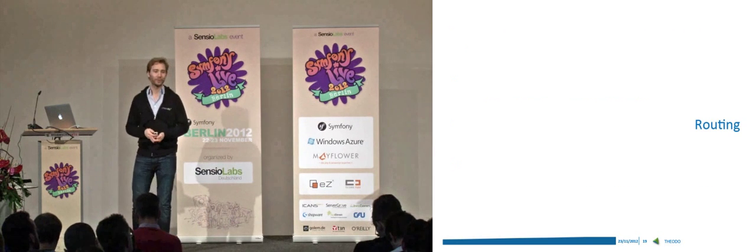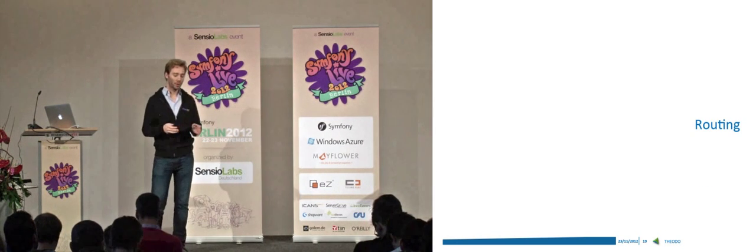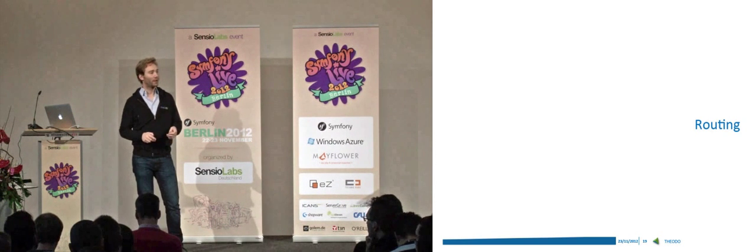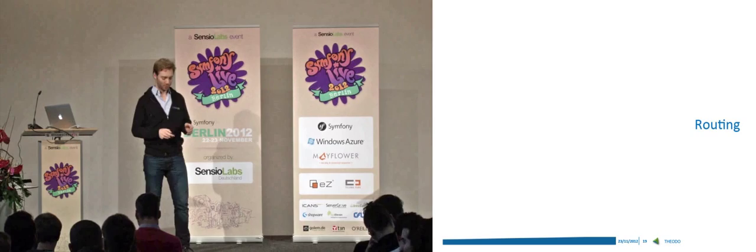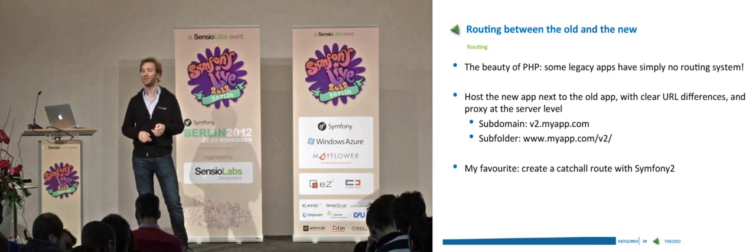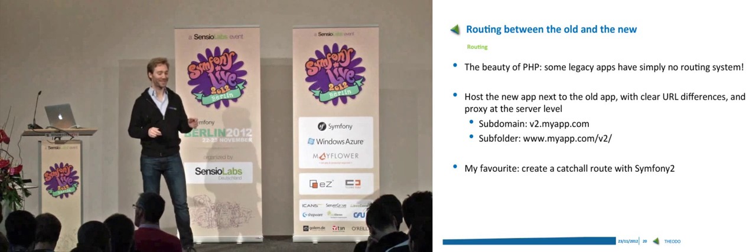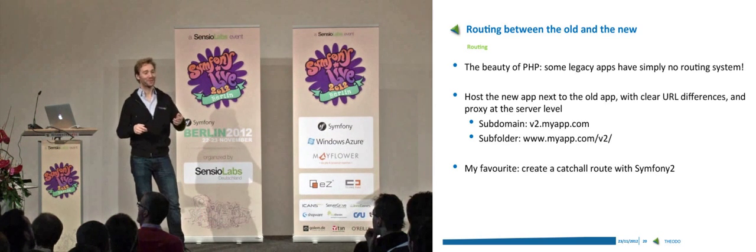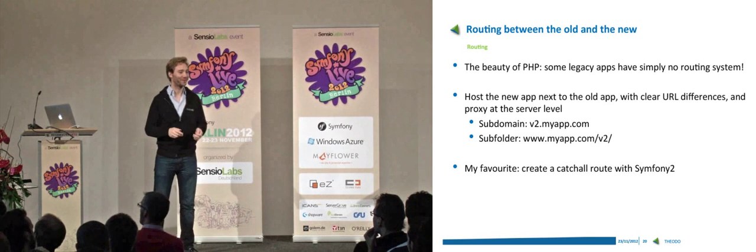Okay, let's go to the code now. So the first part is you want to put your legacy application and the new one you're developing in the same place and route depending on the request. The beauty of PHP is that usually when you see legacy applications, they don't even have routing. That's amazing. There was a time when routing was not useful.